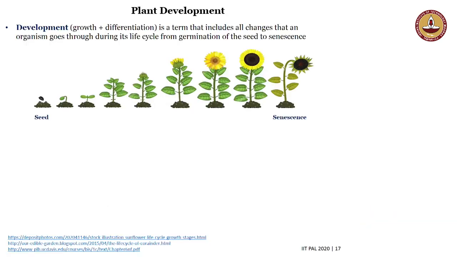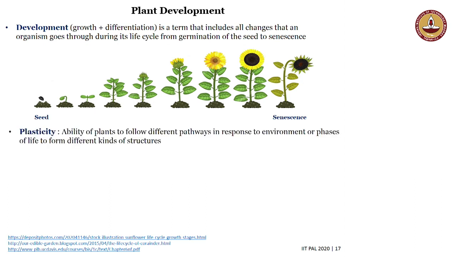Talking about the development process, it includes growth and differentiation. It is a term that includes all the changes that an organism goes through during its life cycle, from germination of the seed to its senescence. As you can see from the picture shown for the sunflower plant, starting from the seed, then a seedling, a small plantlet growing to a mature plant, flowering of the plant, and then leading to senescence.